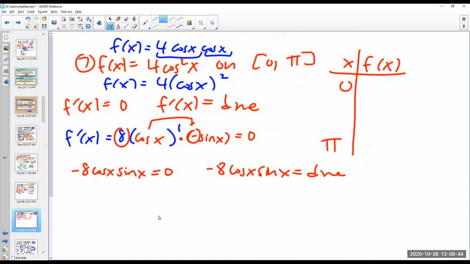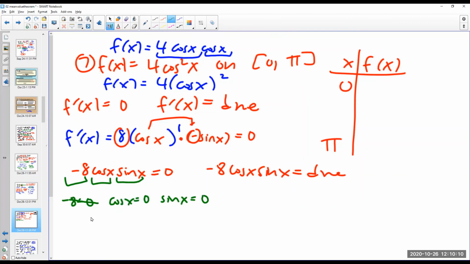We're trying to find all the x's where either one of these are true, and that'll generate all the critical points for me. All right, guys, do you see I've got something times something times something equals 0? What does that mean about at least one of these somethings? One of these is equal to 0. So either negative 8 is equal to 0. Oh, that's silly. Cosine x is equal to 0, or sine x is equal to 0.